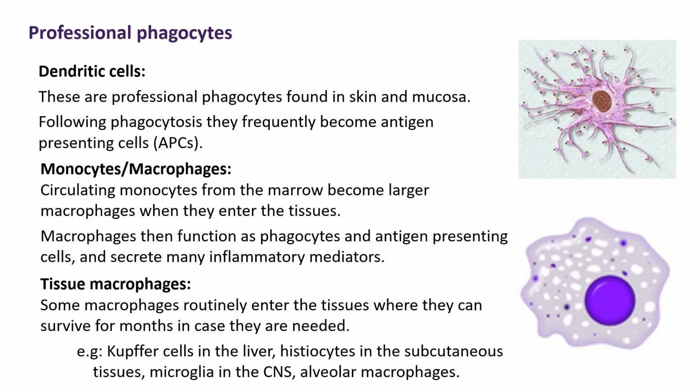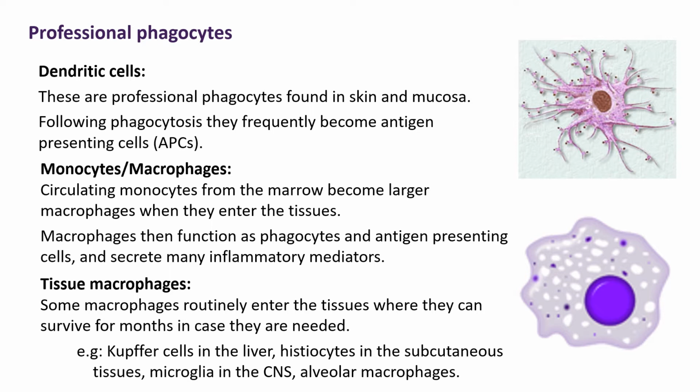Most macrophages that are routinely released will survive in the circulation for about a month. After that, they either die or they become tissue macrophages. So most tissues have their own resident macrophages. They've already got into the tissue, already converted into macrophages. And there they can survive for months in case they're needed.